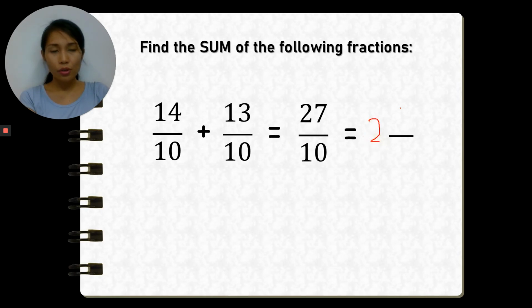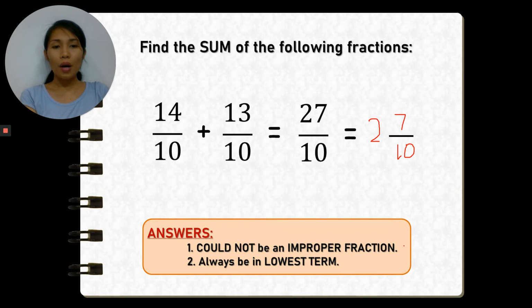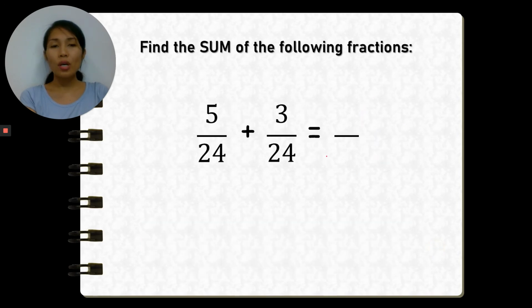Okay, 2 and 7 tenths. So see, is it an improper fraction? No, it's not an improper fraction. It's already a mixed number, so that is checked. Always be in lowest term. Is it in lowest term? 7 tenths. No more factors, so that is already in lowest term. All right, now let's try another one.